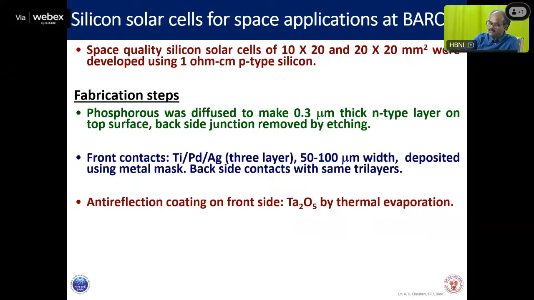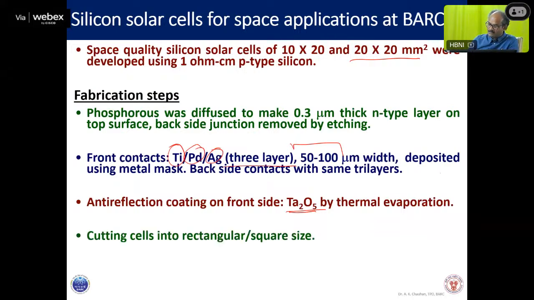The size was approximately 20 millimeter by 20 millimeter square, or 10 by 20 millimeter square. Then the front contacts, as I told in the earlier slide, were developed by first depositing titanium, then palladium, then silver, three layers of that, and the thickness was approximately 50 to 100 micron. Then the anti-reflection coating material used was tantalum oxide, and it was done by thermal evaporation. Then these cells were cut into the rectangular square size, and the efficiency of these solar cells was 14.5%.